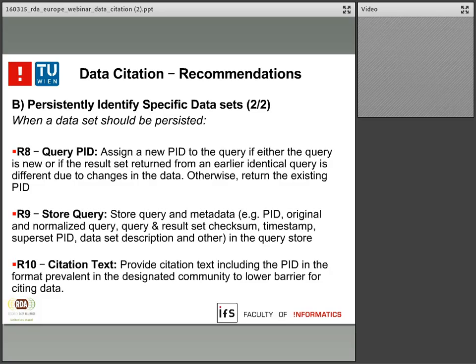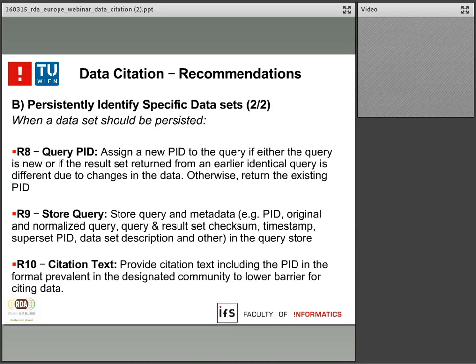Recommendation 9 says then, well, store the query, store the metadata: the persistent identifier, the original query, any normalized query if you have rewritten the query string, the query checksum hash key, the result set checksum or hash key, the timestamp, if you want also the persistent identifier of the superset, so the database that the query went to, data set description, and any other information that you might consider relevant in your setting, such as a user ID or the IP address where the query was issued from. That really depends then on your individual setting.